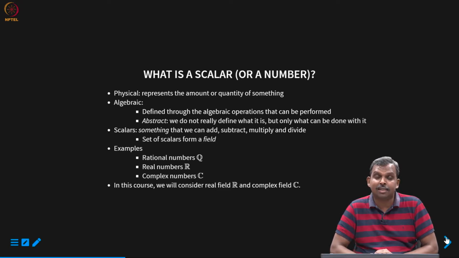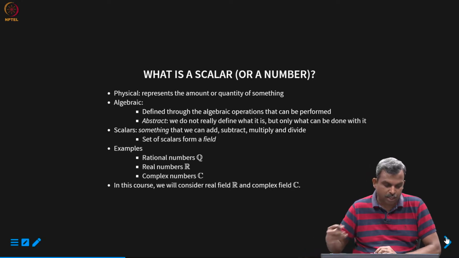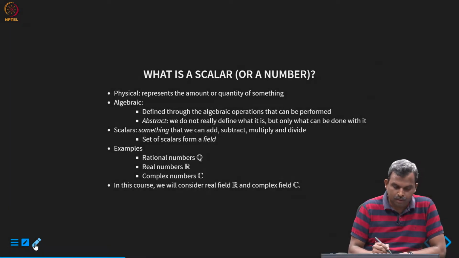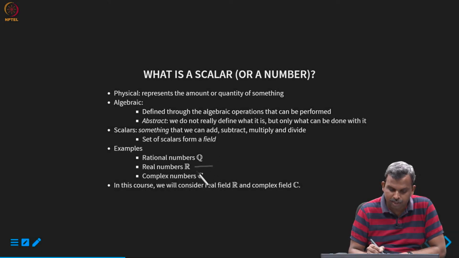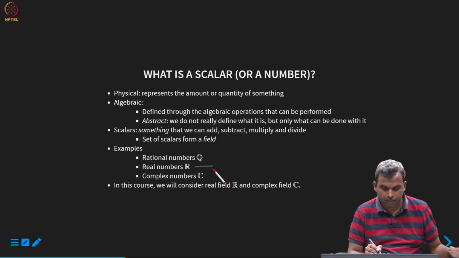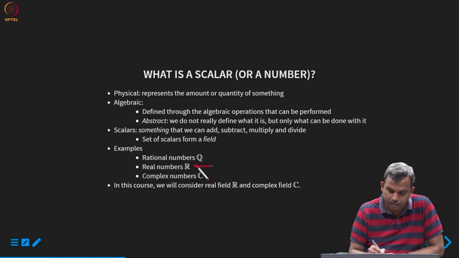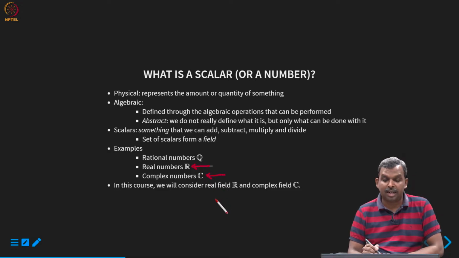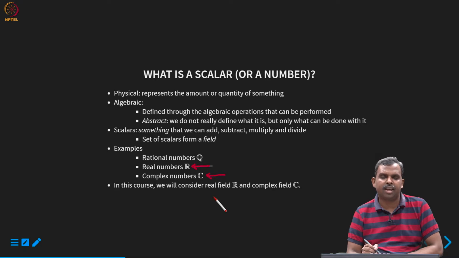The most important fields, or sets of scalars, for us in this course will be the next 2 examples I have there: the field of real numbers and the field of complex numbers. These 2 are the most important things for us to remember. So this is the real field. Maybe I should change the color a little bit. I'll make it red so that you can see the highlight. This is the real number field and the complex number field. I've put down the notation there, R and C. We will use this again and again and again. You'll see this notation show up a lot.